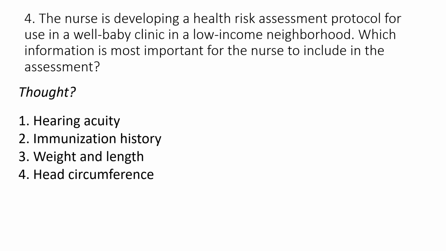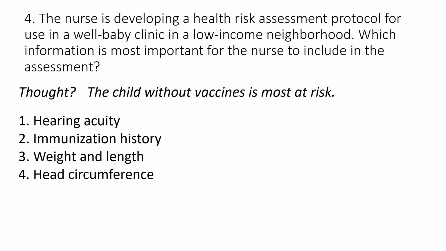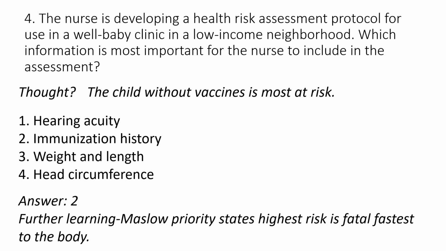And the answer here is number 2. The clue here is that you are developing a health risk assessment, and it does say most important. We have to remember that the child that doesn't get the vaccines is most at risk for basically fatality, for disease. And in the further learning, when you see that word most important, you have to remember Maslow, and Maslow says that priority is the highest risk of physical, fatal, fastest. So basically, what would harm the body the quickest?